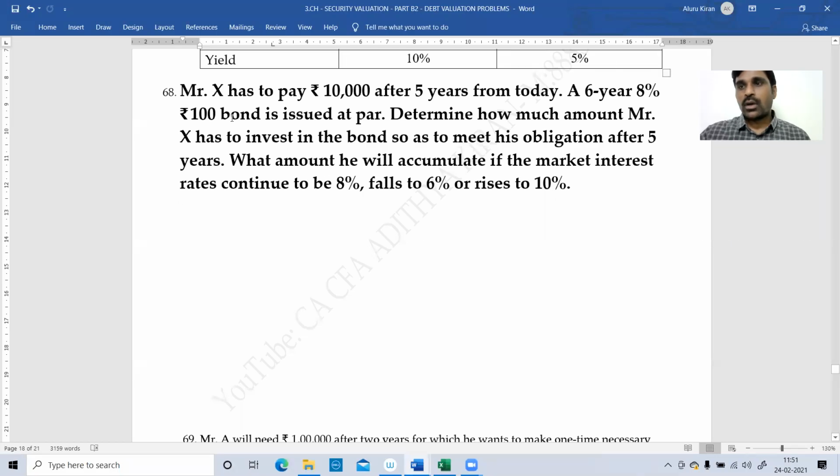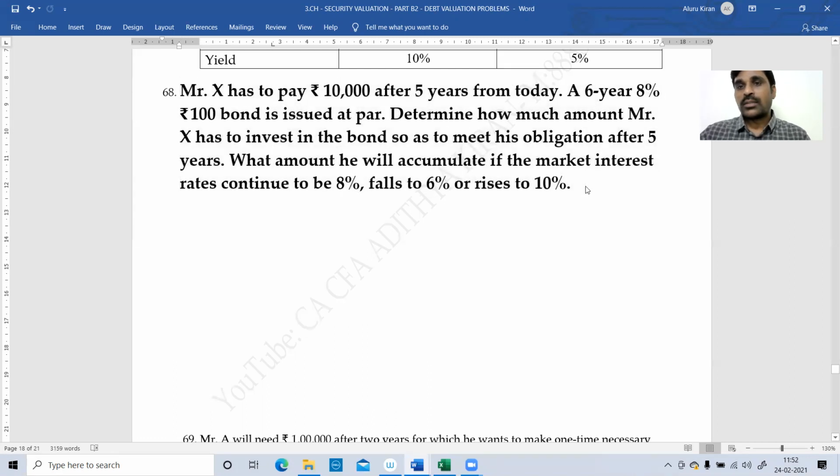Look at this problem. Look at this small problem. Mr. X has to pay rupees 10,000 after 5 years from today. A 6 year 8% rupees 100 bond is issued at par. Determine how much amount Mr. X has to invest in the bond so as to meet his obligation after 5 years. What amount he will accumulate if the market interest rates continue to be 8%, fall to 6%, or rise to 10%. Okay, very good problem.